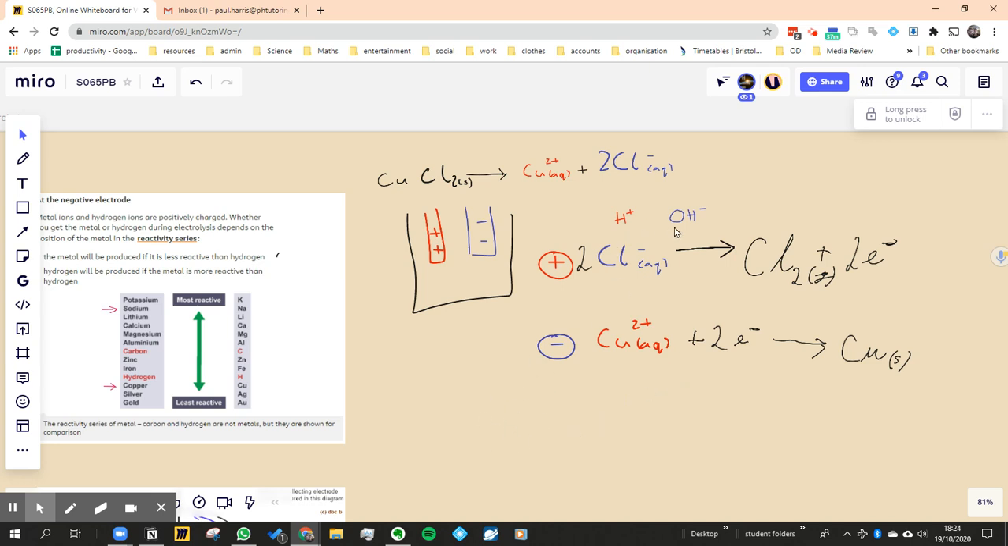The hydrogen and the OH- ion will just recombine and go back as water. So they'll just stay as water.